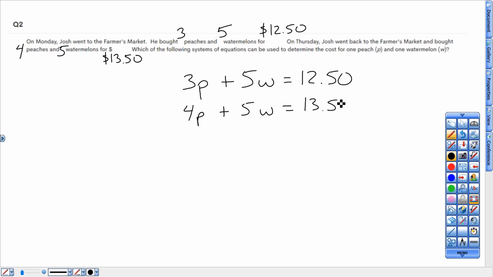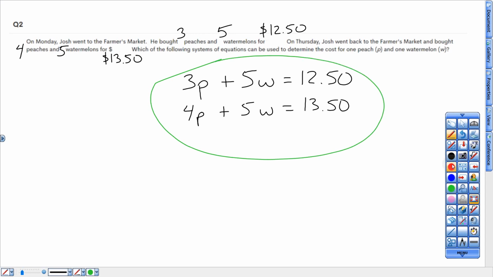The only way you're going to miss this one is if you by mistake, instead of putting a plus in there, you maybe try to times them. You don't want to times those. The other mistake you might make is maybe mixing up the price numbers. So try to be precise. So that is 3p plus 5w equal 1250, and 4p plus 5w equal 1350.